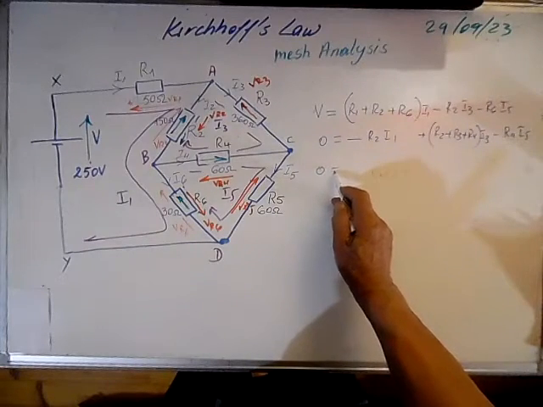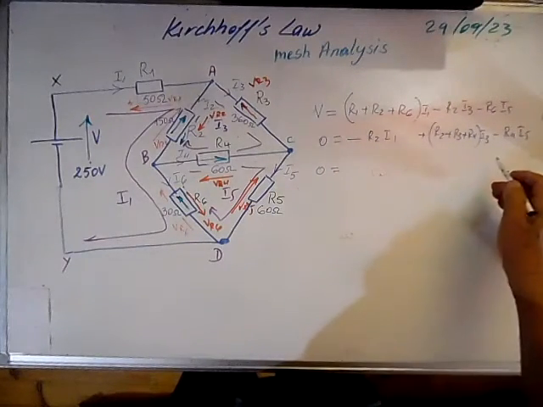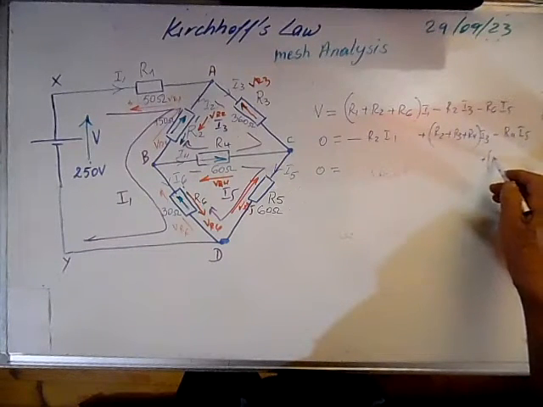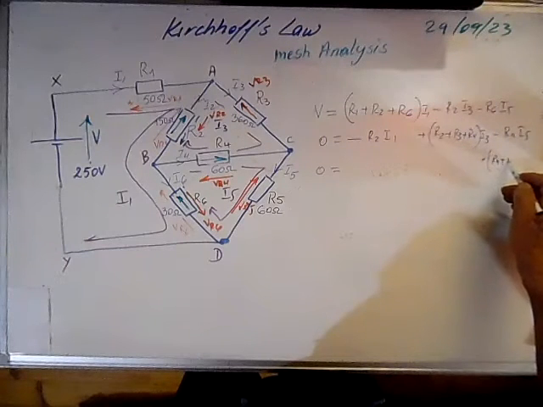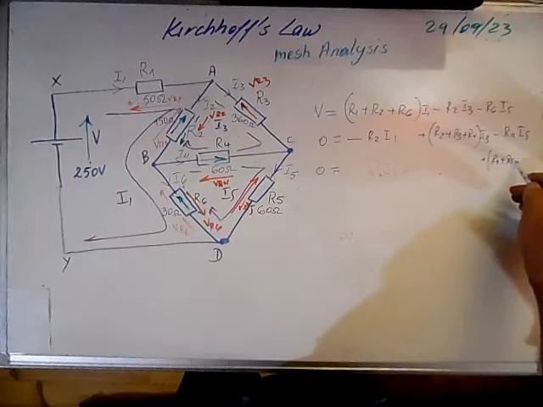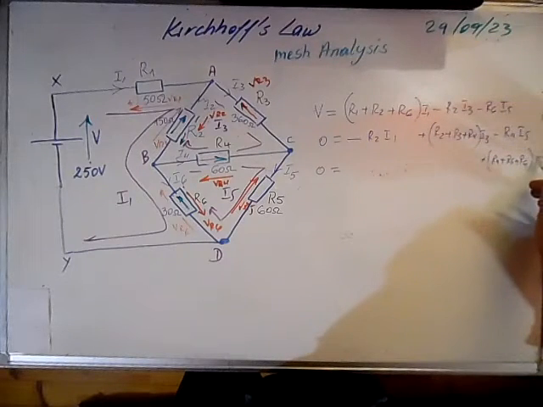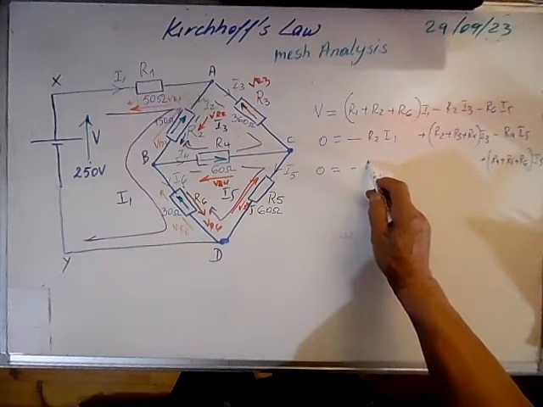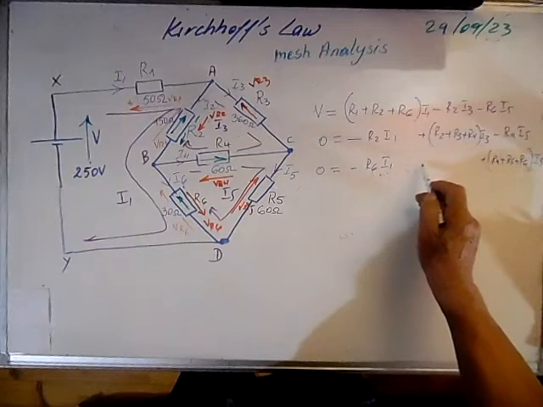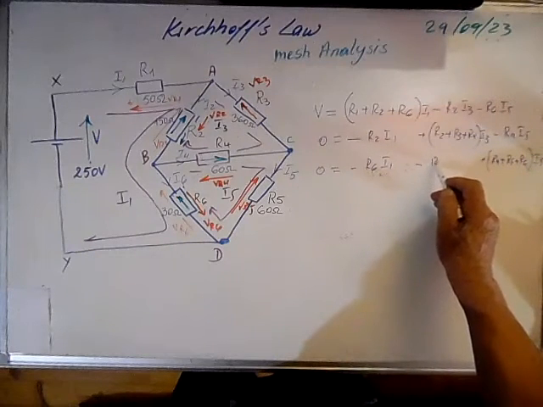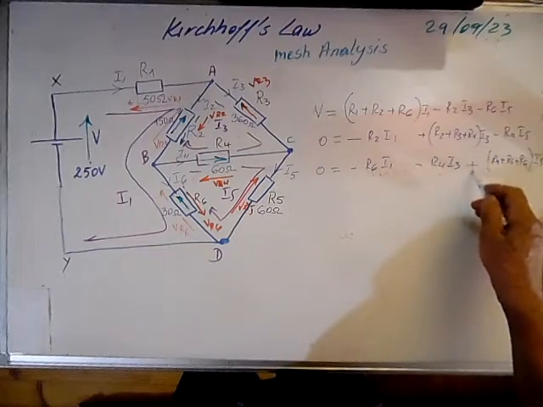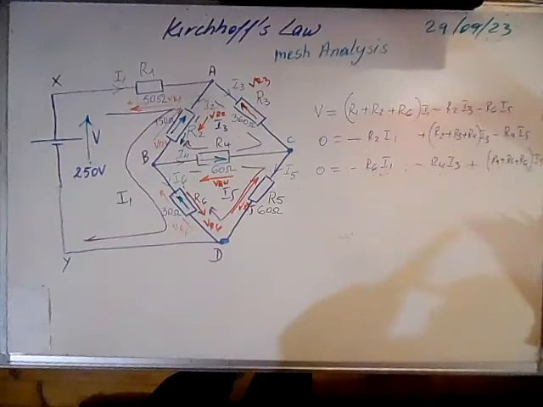Third equation is the current I5. Here we have plus R4 plus R5 plus R6 times I5, minus R6 I1, minus R4 I3. So we have a system of three equations and three unknowns that we can solve.